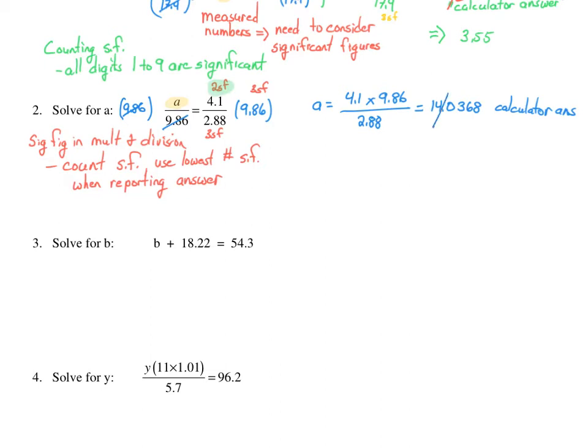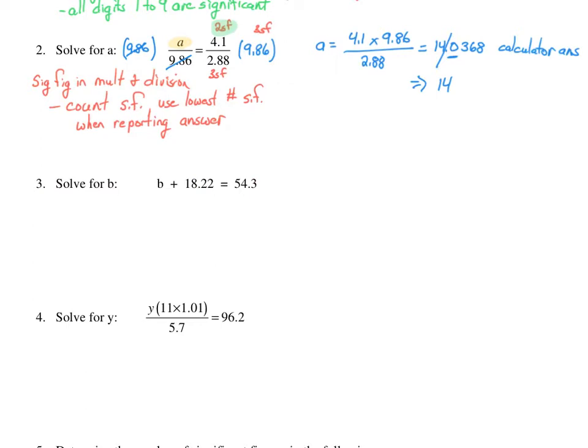We count 1, 2. The first number to be dropped is less than 5, so we just drop all the rest of the digits. And our final correctly reported answer is 14. To solve for b, we first subtract 18.2 from each side of the equation. So we know that b is equal to 54.3 minus 18.22.